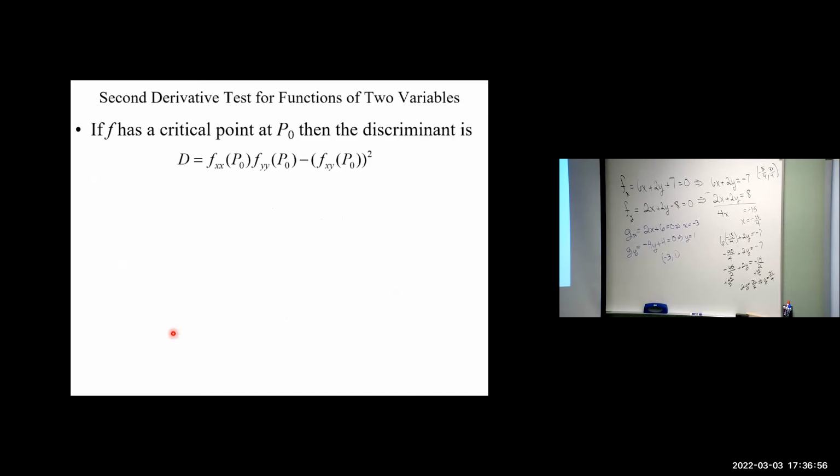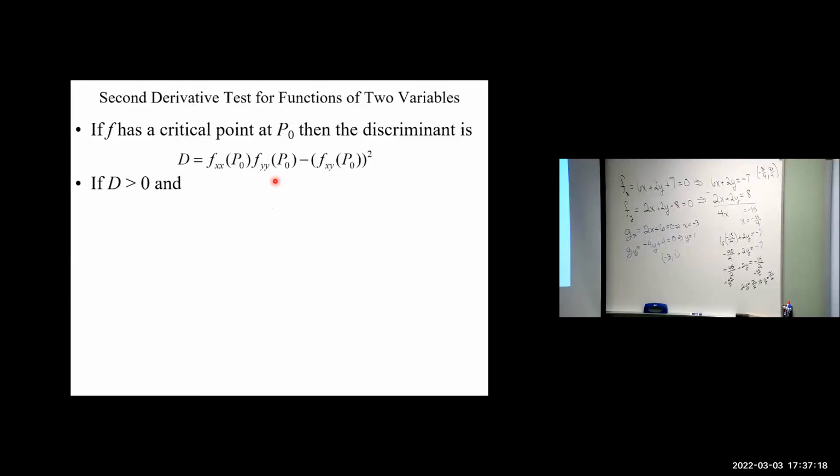All right, here's the best part. This thing's actually really easy to use. I went through that stuff because I wanted you to know where it came from, because I wanted you to see the idea of the concavity giving us maxes and mins. But all we need to know is what the discriminant is and what the conclusions are.